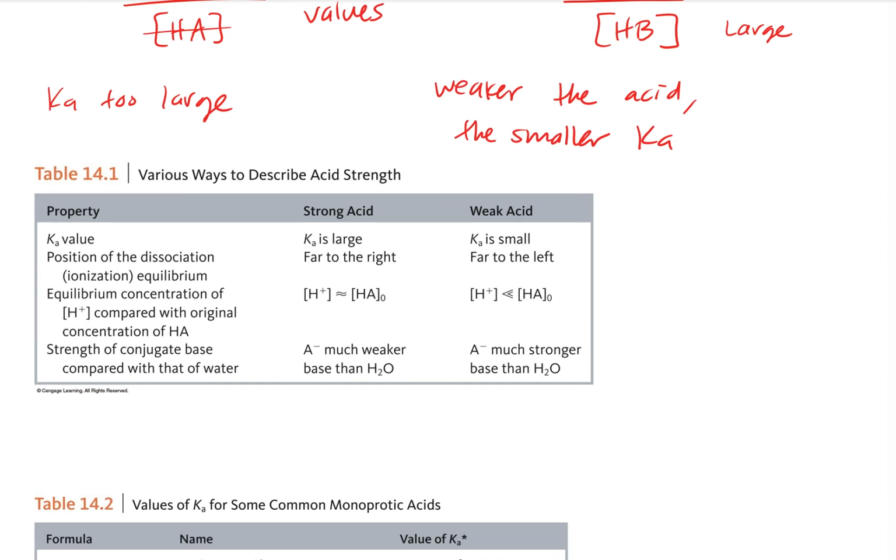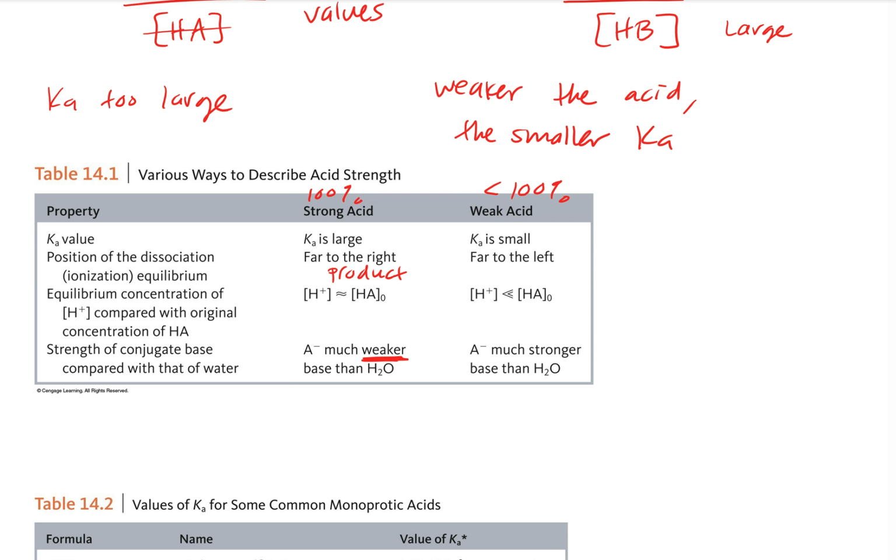So this table summarizes the difference between strong and weak. We know strong means 100% dissociation, weak is less than that 100%. Ka values for strong, they're really large. Equilibrium lies far to the right. That means lots and lots of product. The concentration of hydrogen ions at equilibrium is going to be essentially the starting concentration of the acid. And A minus, the conjugate base of that strong acid, is much weaker than water.